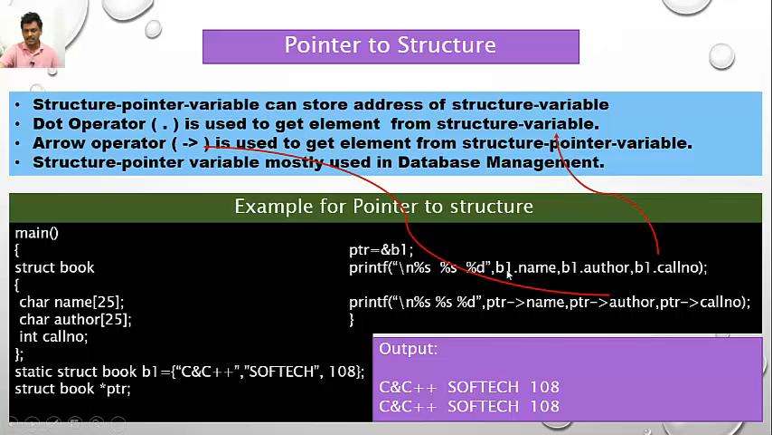This is accessing by variable. This is accessing by address. C and C++, Softtech, 108 is the first printf. The second printf gives the same result.